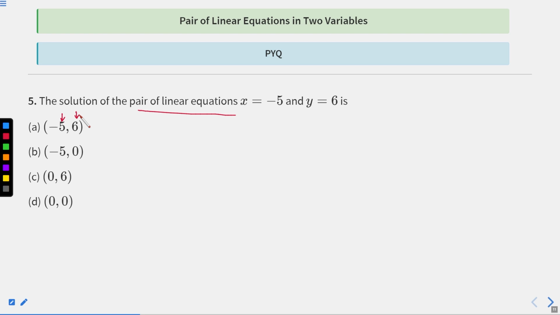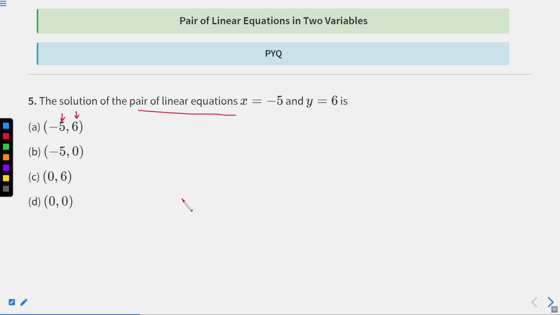We have studied this in our class 9th coordinate geometry, where we studied about coordinates. In coordinates, the first element is called the x coordinate and the second element is called the y coordinate. Basically we have been given a pair of linear equations, x = -5 and y = 6, and here we need to find the solution of the pair of linear equations.